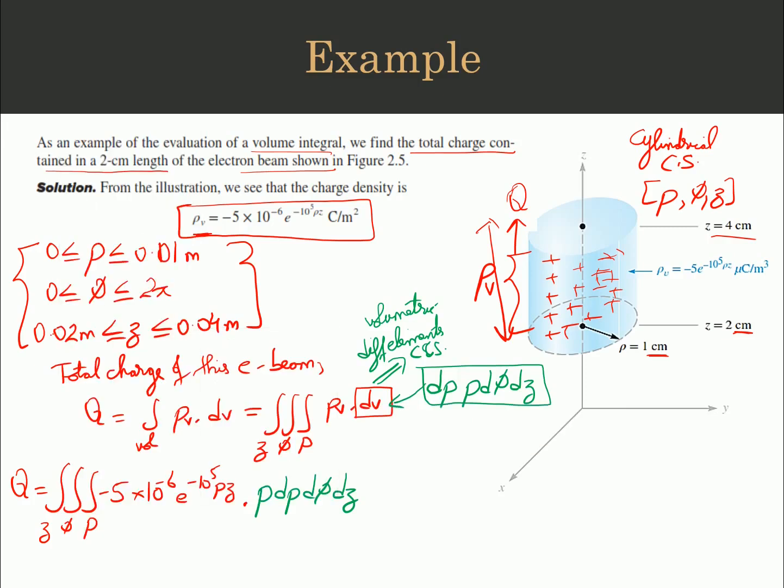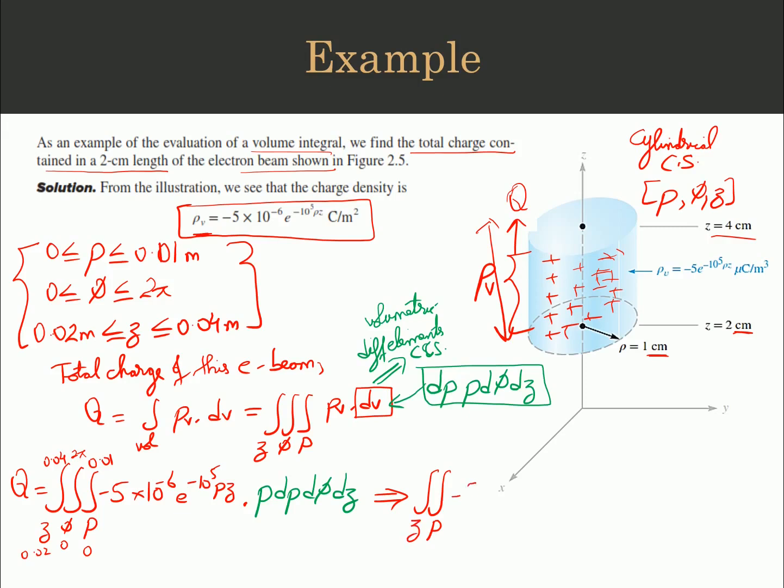Once I have this, let us put in the limits. For rho it is 0 to 0.01, for phi it is 0 to 2 pi, and z is from 0.02 to 0.04. We know the limits will remain the same. So let us see what we can do with this. In this integral the easiest one to solve is the one for phi. So I can start with phi, which means the rest of the elements can be taken out, rho and z.